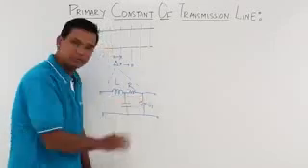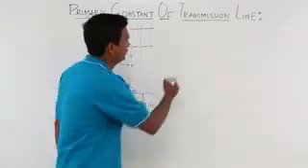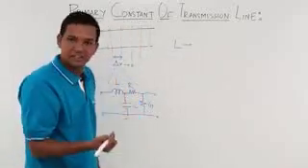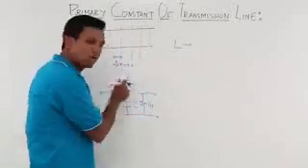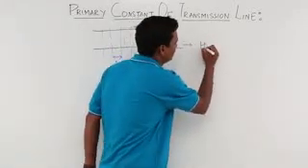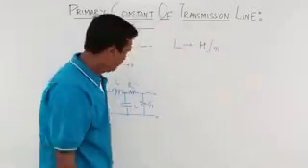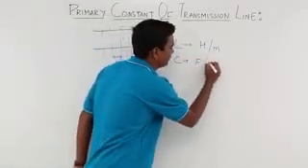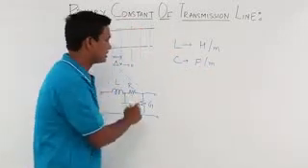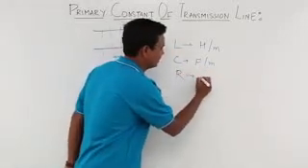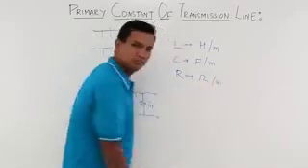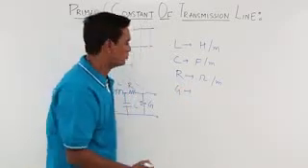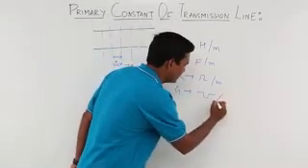Now, what would be the unit of these? The normal unit of inductance is Henry. In this case, as I am talking about a small length, it would be Henry per meter. The unit of capacitance is Farad, so in this case, it would be Farad per meter. The unit for resistance would be ohm per meter. The unit of G would be mho, or I can say ohm inverse per meter.